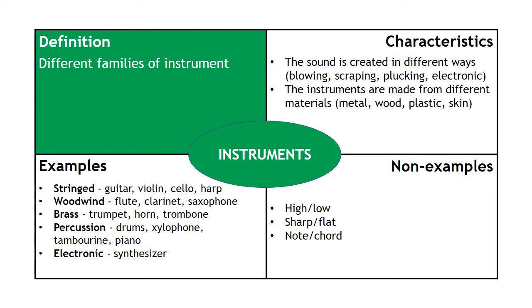Instruments are probably the easiest of all of the MAD t-shirt elements to get to grips with. There are lots of different kinds of instruments and they all make different sounds. We can group instruments into families, such as strings, woodwind, brass, percussion and electronic.